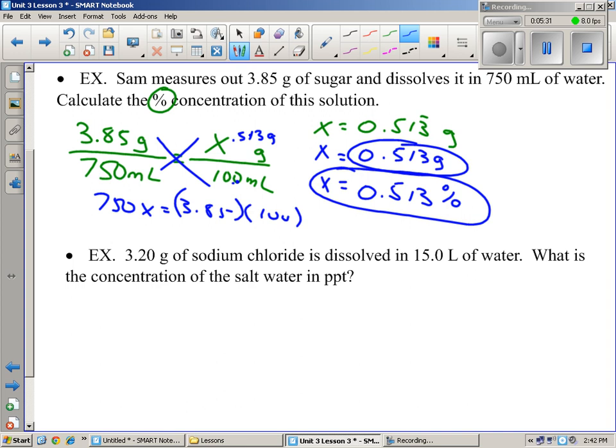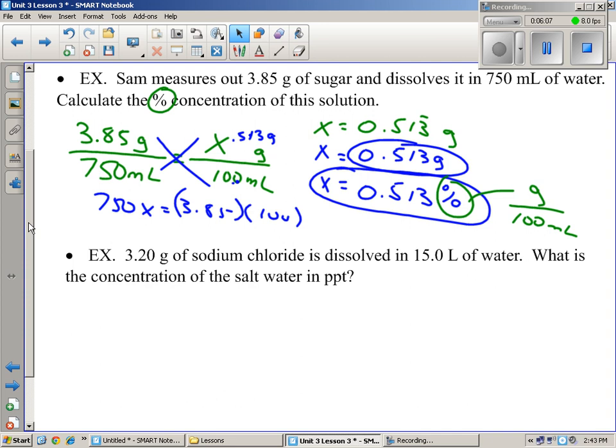Okay? A common mistake when you see this is people want to change it from a percentage to a decimal. So they see percent and they think, oh, I need to put 0.00513 or something like that. That's not what we're doing. Percent specifically means this. So this part right here means that you'd have grams out of 100 milliliters, right? If you get 40%, yes, it's 40 out of 100.